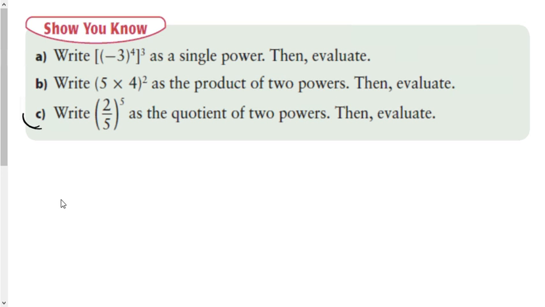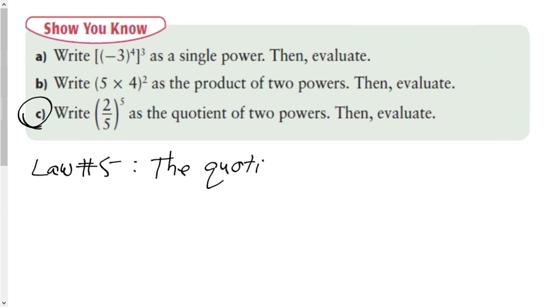Continuing with our laws, we're now on to Law 5, which we're going to use this exemplar here to demonstrate what it is. Law 5 and Law 4 are almost the exact same thing. Law 4 stated the product of two numbers to an exponent can be reallocated with the exponent to each part of the product. Law 5 is the quotient, which is division, of two or more numbers.